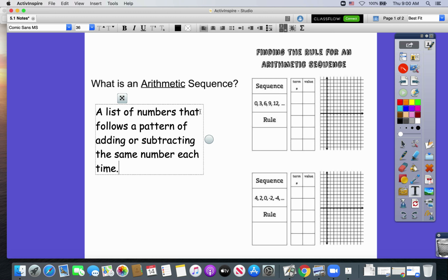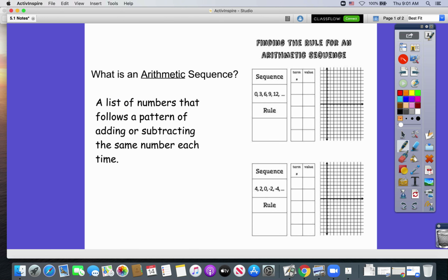So a sequence is just a list of numbers that follow some sort of pattern. Something is happening every time that we can continue to do to get the next numbers in the pattern. So for arithmetic sequences, every sequence we look at today will be adding the same number each time. Or we might see it as subtracting, but if we're subtracting, that's the same thing as adding a negative number. So we're just going to think of this as arithmetic sequences add the same number every single time to get the next terms in the sequence.